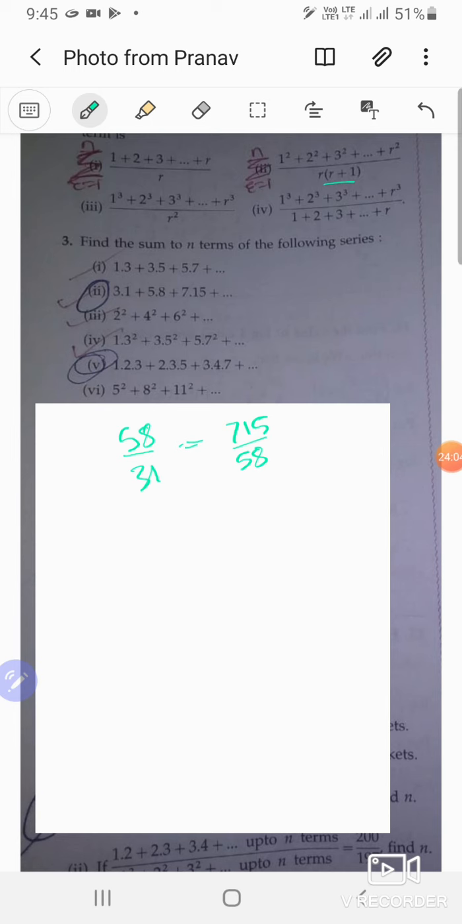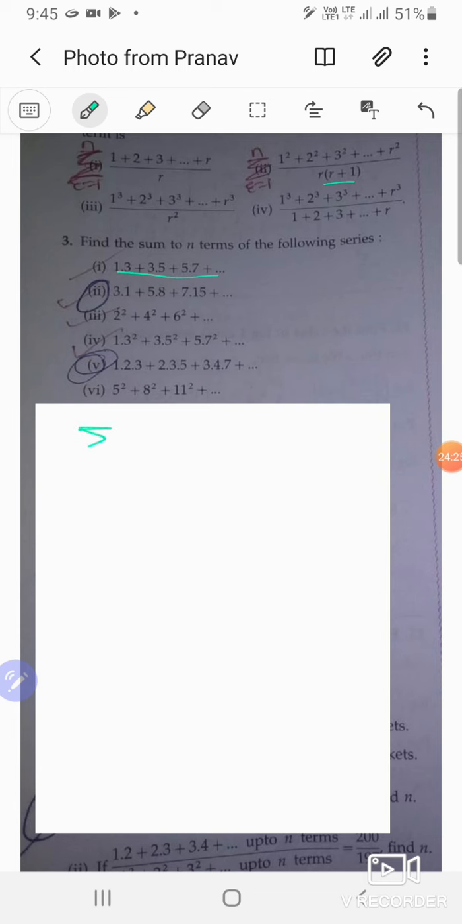So wait a second, what's this thing? Oh no, this is not supposed to be a point. It's supposed to be a multiplication. Oh no. So this was actually 1 into 3 plus 3 into 5 plus 5. Okay, that makes sense. Why did this happen to me?